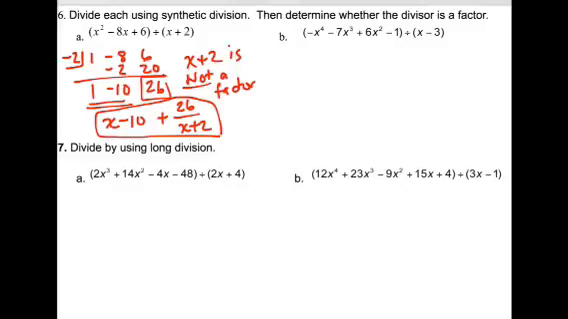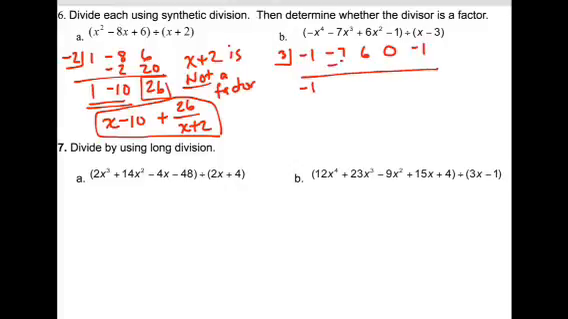So B, the same thing, we're going to divide this time by positive 3, because that's what the a value is, positive 3. So 3 here. And then negative 1, we go in descending order, then negative 7, 6. Notice how there's no x term, so we have to put a placeholder, and then the constant. Okay, so bring down the negative 1.